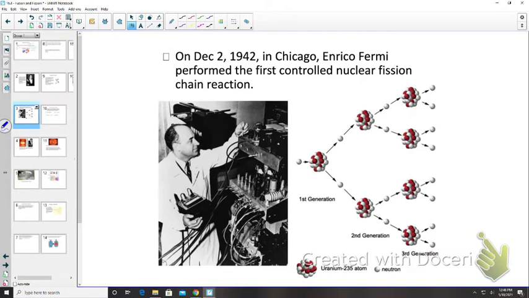Three years later, Enrico Fermi comes along, and he is able to conduct the first controlled nuclear fission chain reaction. He does this under a particular set of temperature and pressure, and he controlled this chain reaction, so he was able to acquire the energy released during the fission. So as uranium-235 continues to decay by neutron decay, it will release energy.